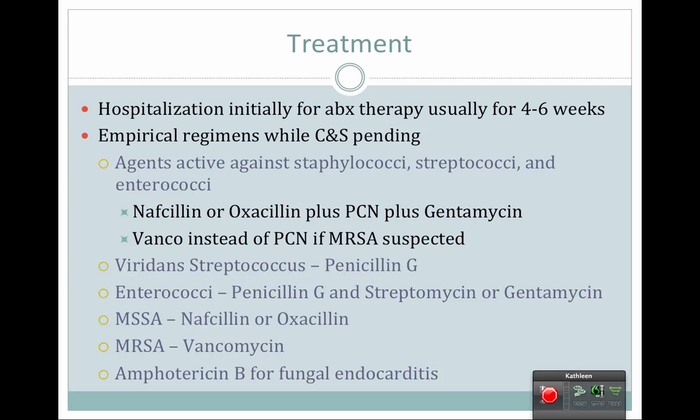Treatment: hospitalization initially for antibiotic therapy, usually 4 to 6 weeks. Empirical regimens while cultures are pending use agents active against staph, strep, and enterococci. These are the antibiotics that we use: nafcillin or oxacillin plus penicillin plus gent, and vanco instead of penicillin if MRSA is suspected.